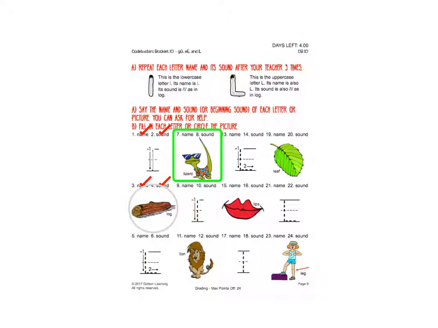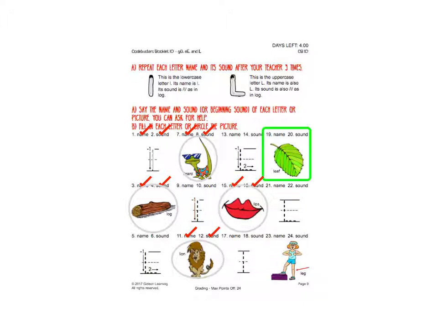This is a lizard. The beginning sound is L, and then you can circle it. This is a lion. The beginning sound is L, and then you can circle it. This is a picture of lips. The beginning sound is L, and then you can circle it. This is a picture of leaf. The beginning sound is L, and then circle it. This is a picture of leg. The beginning sound is L, and then you can circle it.